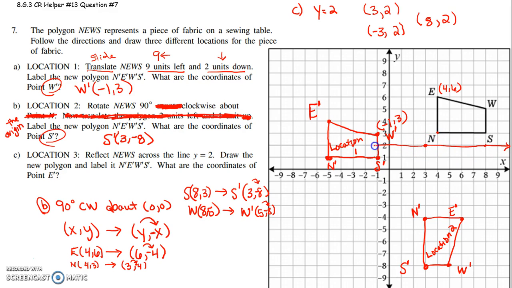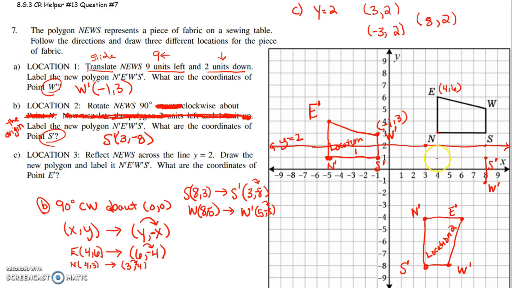Y equals 2. Sorry about how wavy my line is. Now I'm going to reflect my original across that line. Well, if S is 1 above, S prime will be 1 below. If W is 1, 2, 3 above, W prime will be 1, 2, 3 below. You'll notice the distance between S and W is still 2 boxes.